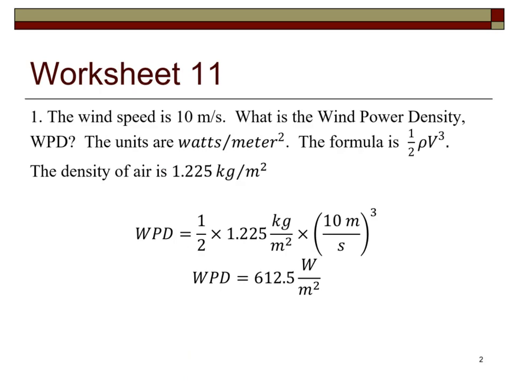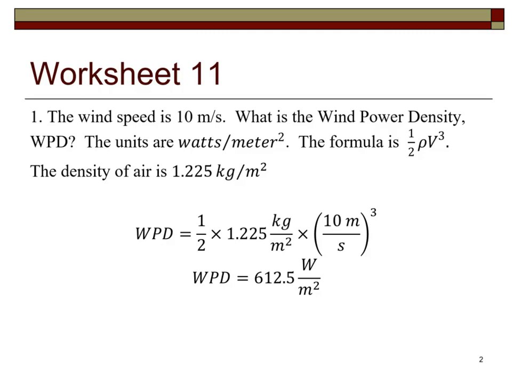On worksheet 11, we are to calculate the wind power density of wind at a speed of 10 meters per second. Wind power density is equal to 1/2 rho, the density, times the velocity cubed. Notice that the power of the wind is a function of the third power of the wind speed. The density of air is considered to be 1.225 kilograms per meter cubed.